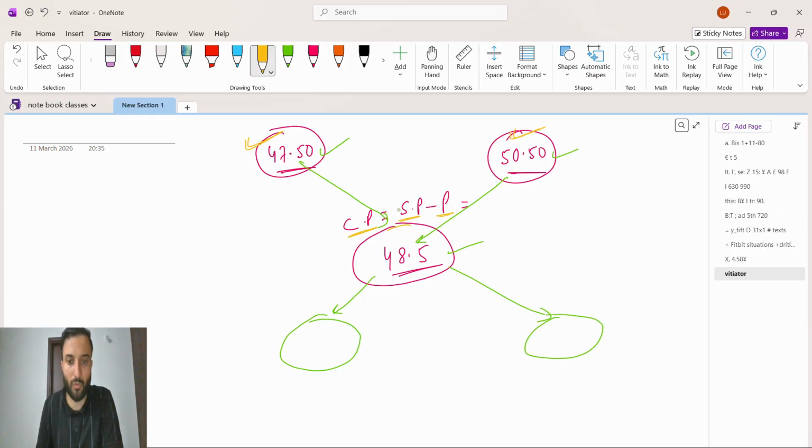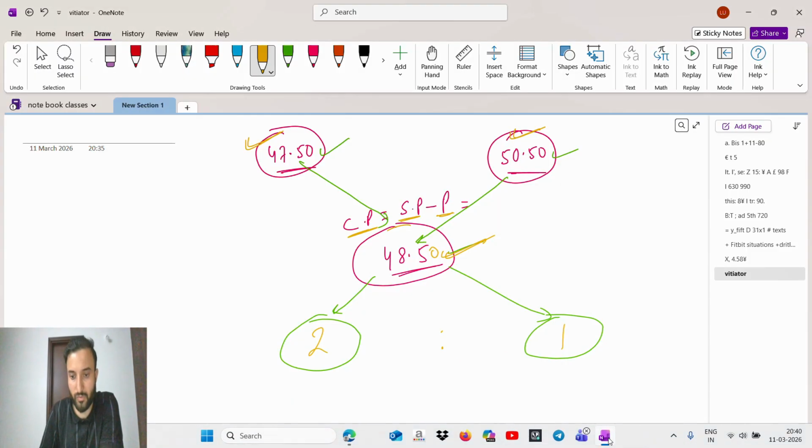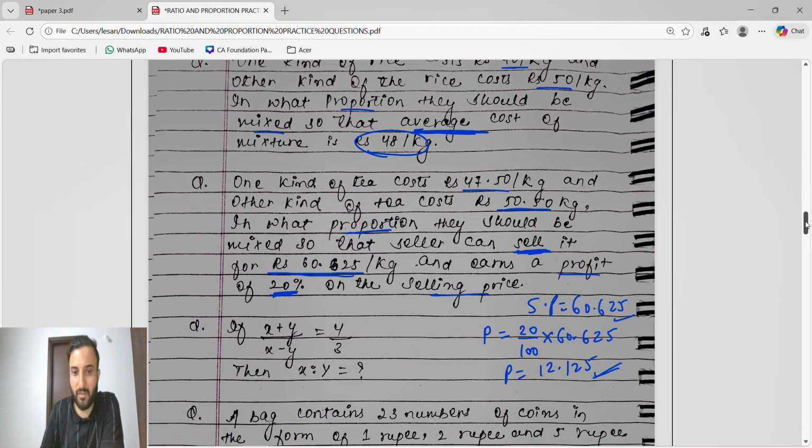Selling price minus profit. When you do this, you will get the average cost price. This is important. Now 50.50 minus 48.50 gives 2. And 48.50 minus 47.50 gives 1. The answer is 2:1. Done.